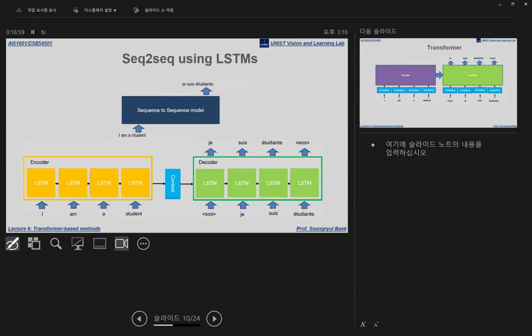Are you guys following this? Maybe some of you are already familiar with LSTM and RNN. Okay.